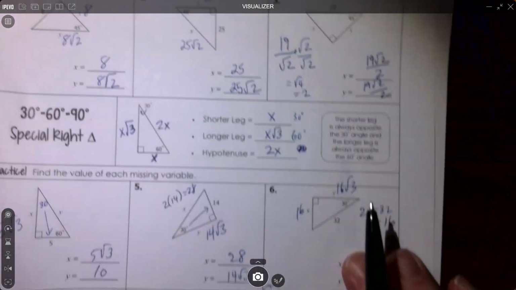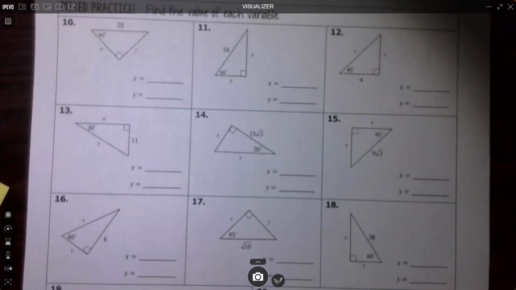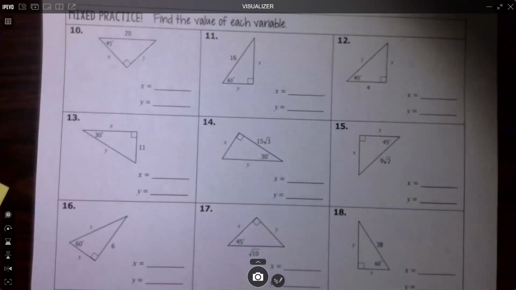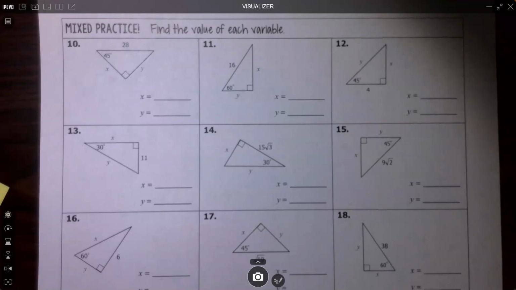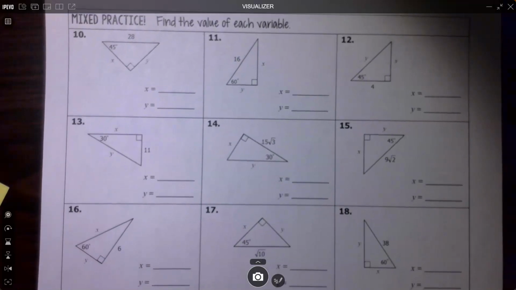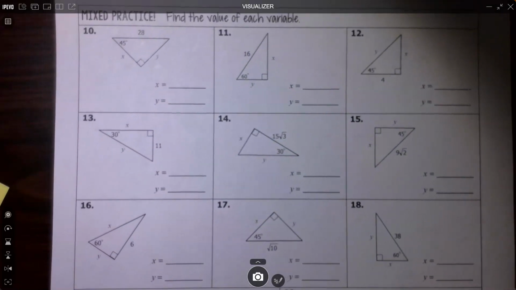All right. Okay, so we're going to practice a couple of these. So now they're mixed up. You've got the 45s mixed up with the 45-90s mixed up with the 30-60s. And so we're going to do, I think I said do all the odds. So I'm going to do a couple of the evens.